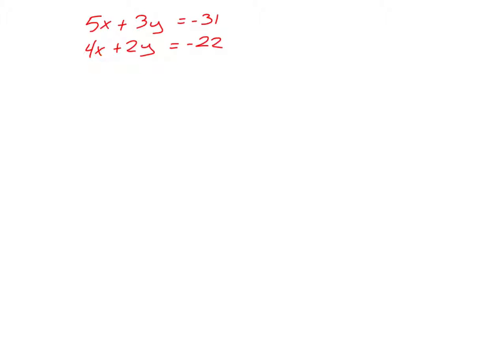All right, so we're going to start off with a simple one. 5x plus 3y equals negative 31. 4x plus 2y equals negative 22. This is an example of a system of linear equations. We want to solve this.